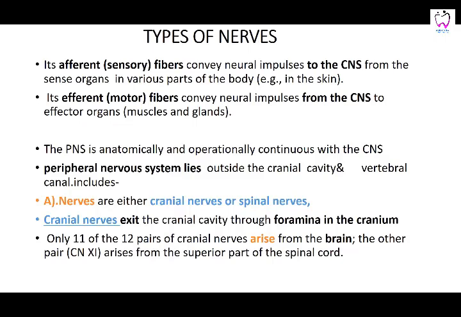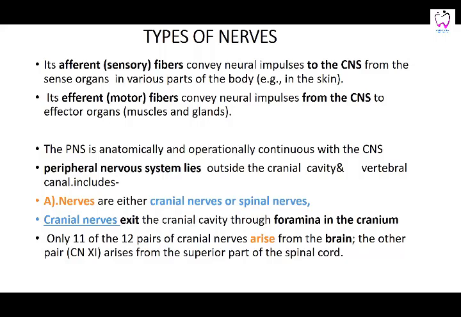What are the different types of nerves that are present? Afferent, which are sensory, carry neural impulses to the central nervous system from the periphery of the body. Efferent, which are the motor ones, bring orders back from the central nervous system. The peripheral nervous system is anatomically and operationally continuous with the central nervous system, that is, the control is in the central nervous system. The peripheral nervous system lies outside the cranial cavity and the vertebral canal, and it includes nerves, which can be either cranial or spinal.